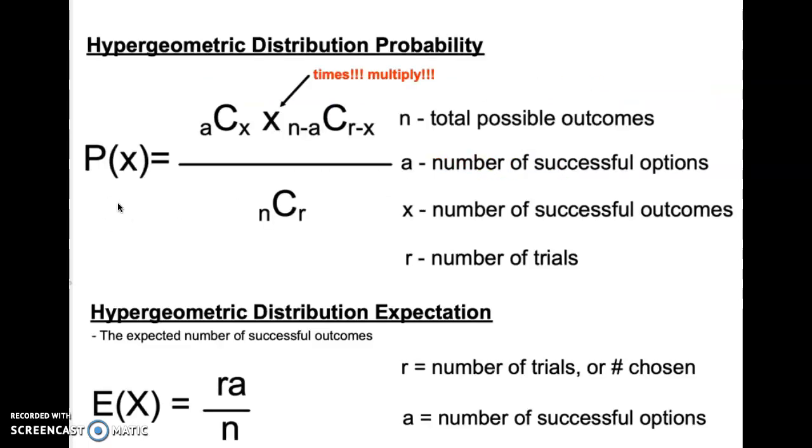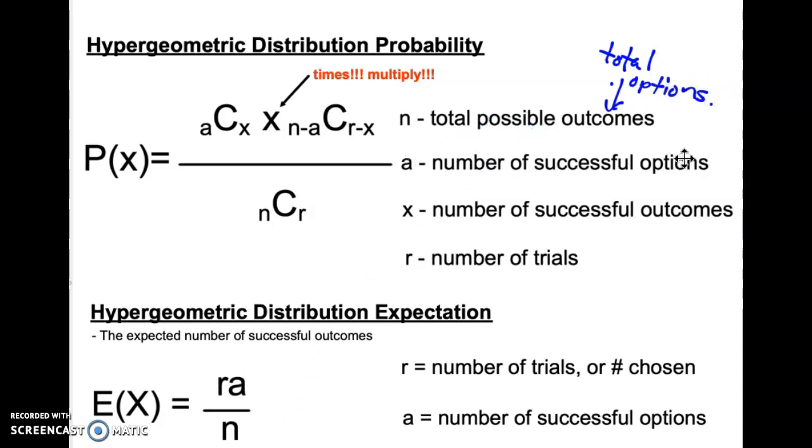The formula for hypergeometric, P of x, is equal to A choose x times n minus A choose r minus x, all over n choose r. So n stands for the total number of possible outcomes. That's really total options. So that's all the possible things that you could choose from.